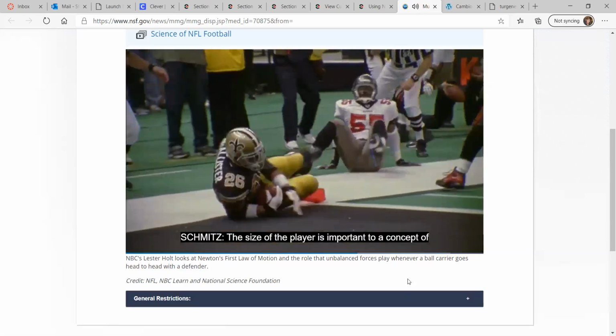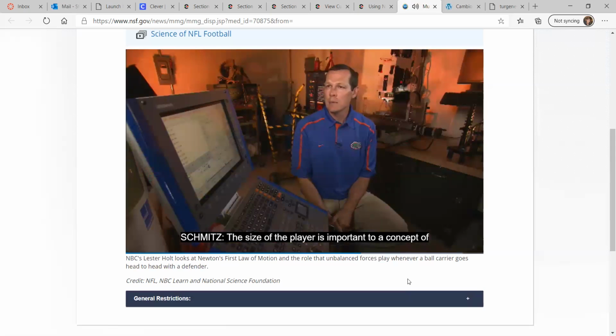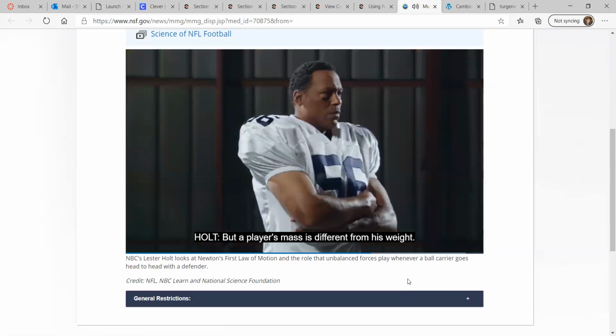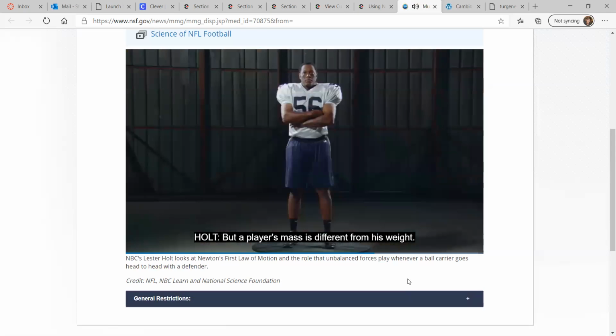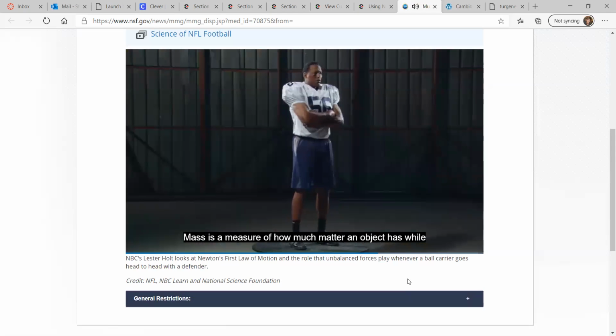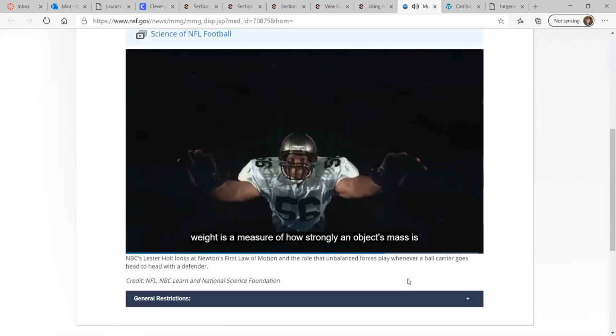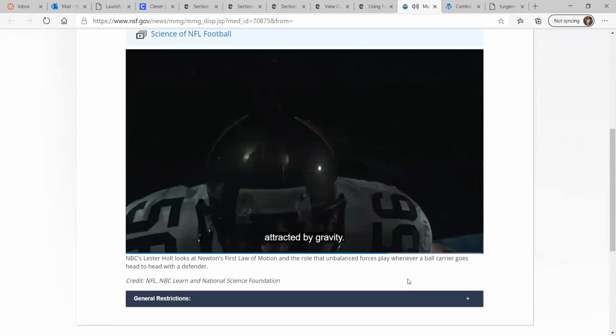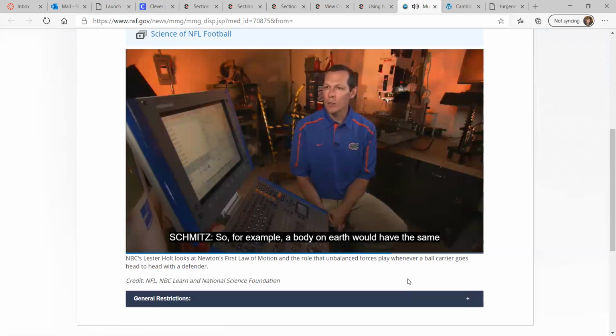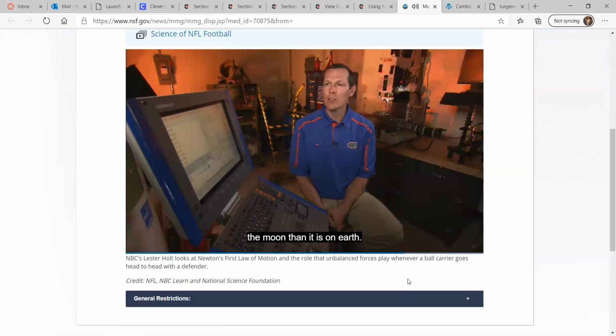The size of the player is important to the concept of inertia because higher mass means more inertia. But a player's mass is different from his weight. Mass is a measure of how much matter an object has, while weight is a measure of how strongly an object's mass is attracted by gravity. So, for example, a body on Earth would have the same mass as that body on the moon, but it would weigh less on the moon because gravity is less on the moon than it is on Earth.